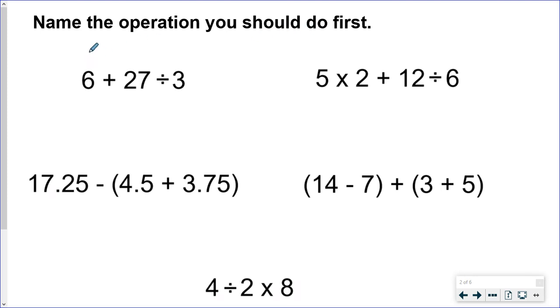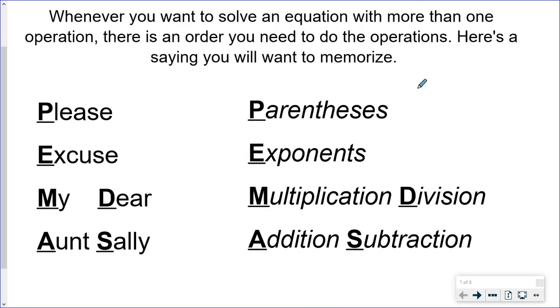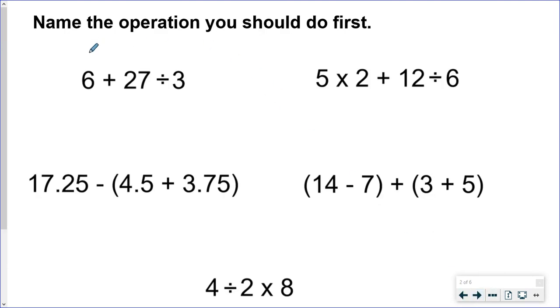So first of all, here's my problem. I have 6 plus 27 divided by 3. I'll give you a little bit of a hint. Let's go back for just a minute. Remember, you're always going to do parentheses first, exponents, then multiplication, division, and then lastly, addition, subtraction. Okay, let's take a look at our problem then. I have 6 plus 27 divided by 3. What operation am I going to do first?